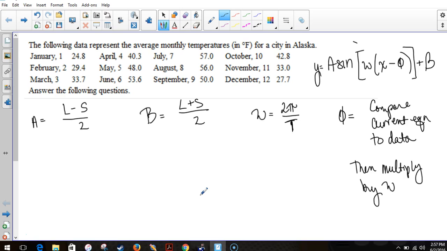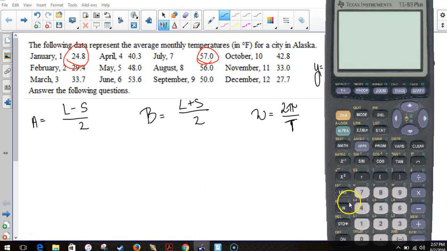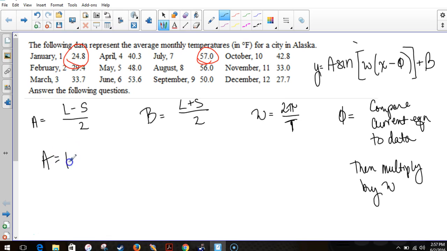And that will make it a little bit easier to use the data set and the model to come up with that phase shift. Now, finding the amplitude and the vertical shift is pretty easy when you're given the data set. You're going to look for your largest value of y and your smallest value of y, and for the amplitude, you're going to find the difference between those two and then divide by 2. And so my amplitude for this model is 16.1.